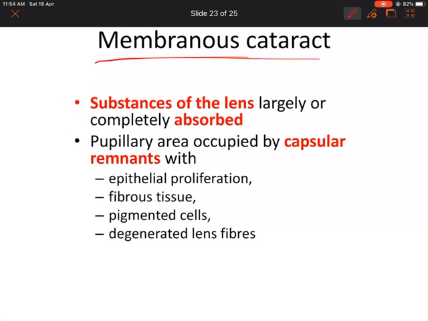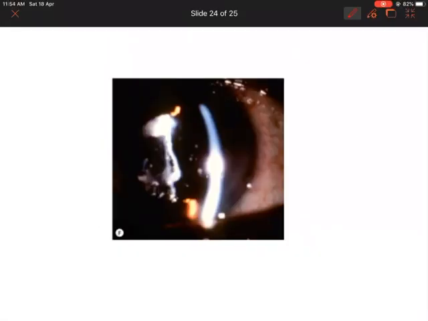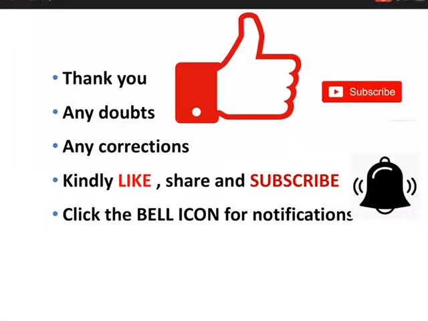Coming to membranous cataract, here the substance of the lens is largely or completely absorbed. So only a pupillary area with the capsular remnants will be present, with epithelial proliferation, fibrous tissue, pigmented cells and degenerated lens fibers. Only a membranous lens will be present there. Most of the lens substance is absorbed, so it is called membranous cataract. You can appreciate here, this is the membranous cataract. Most of the lens fibers are absorbed and only a membrane is left behind.